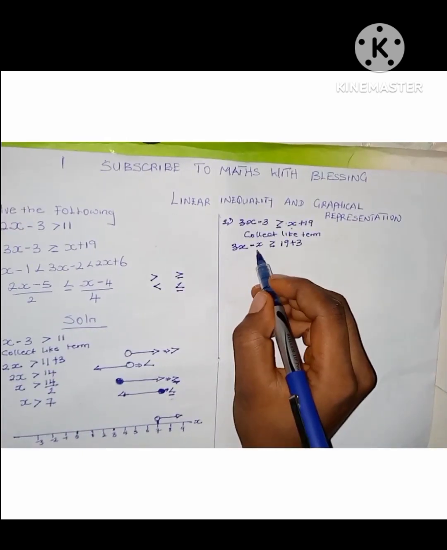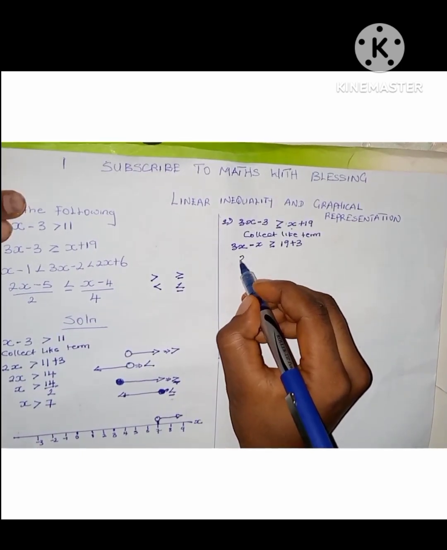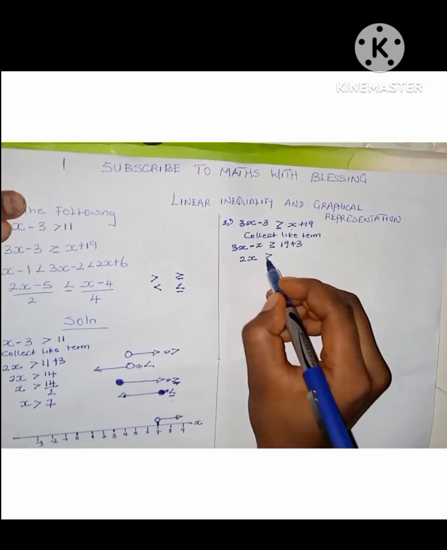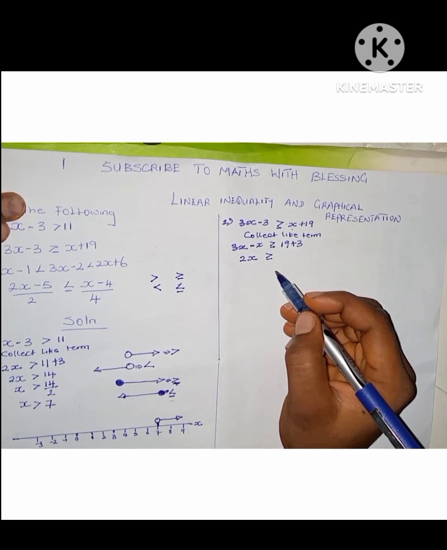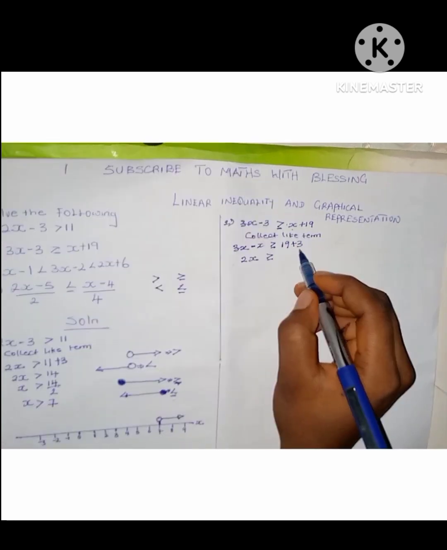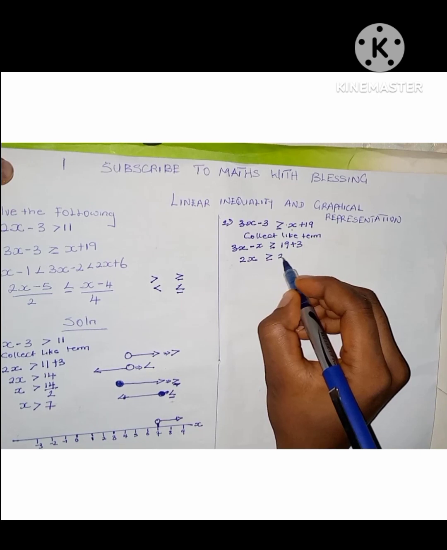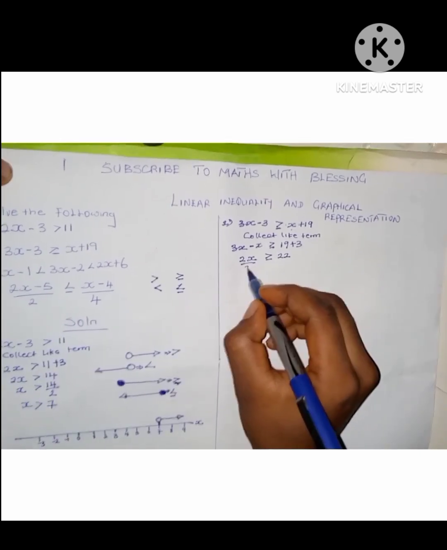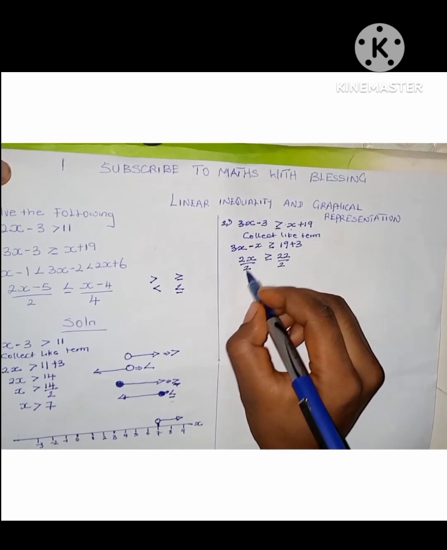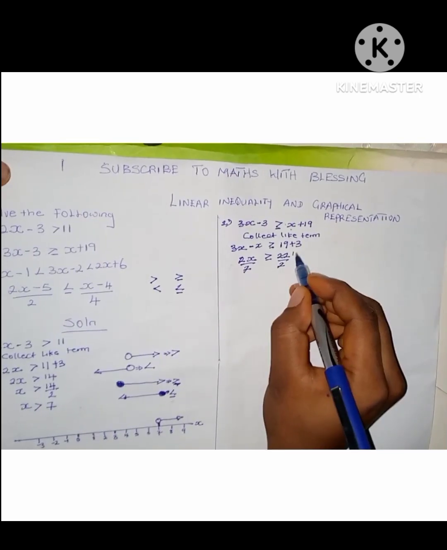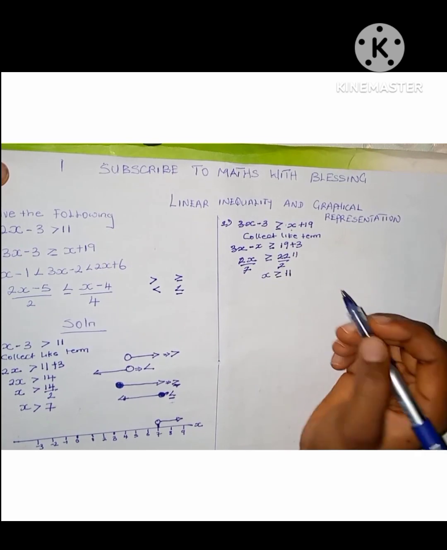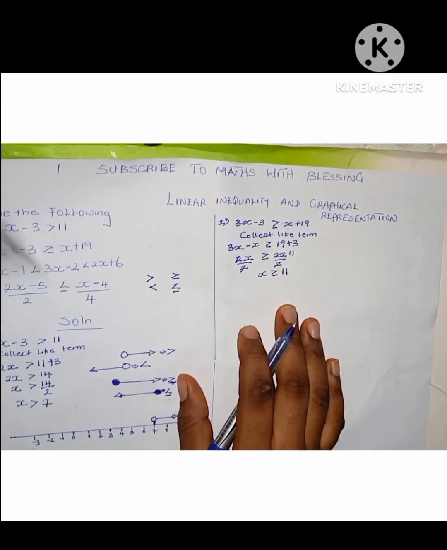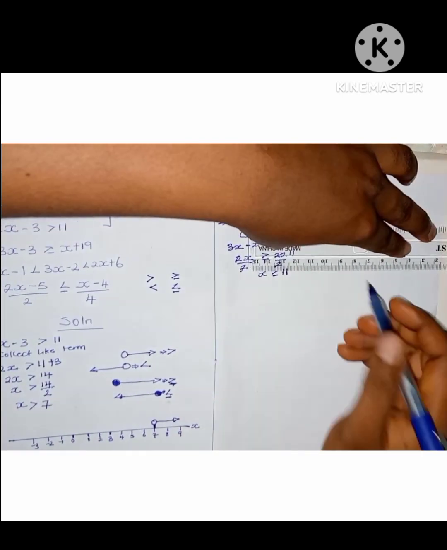So 3x minus x, you have 2x greater than or equal to 19 plus 3. Okay, 19 plus 3 is 22. So you divide by the coefficient of x, which is 2, and you have that our x is greater than or equal to 11.